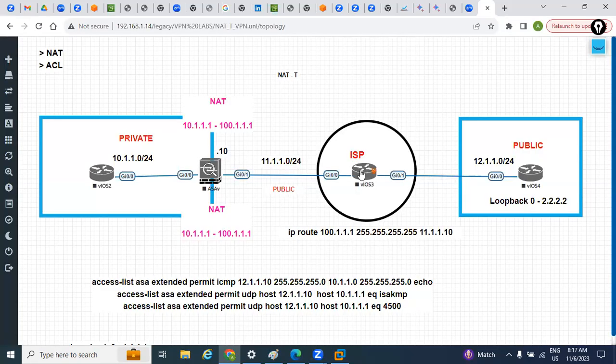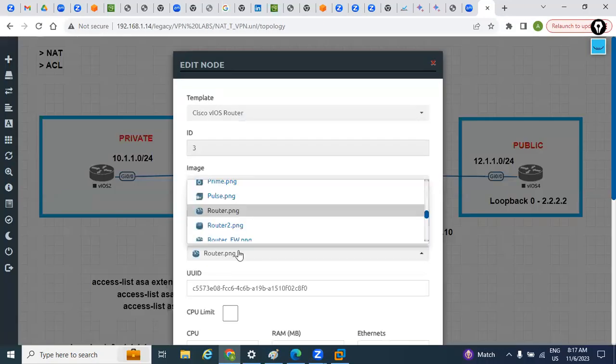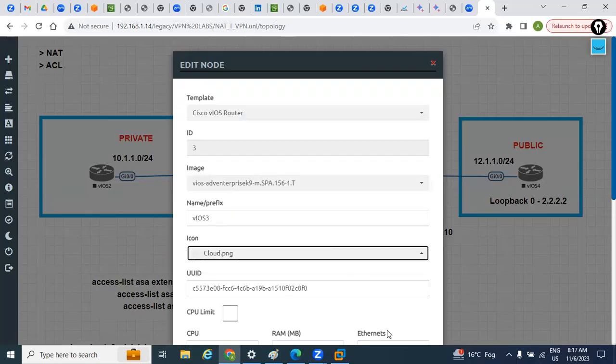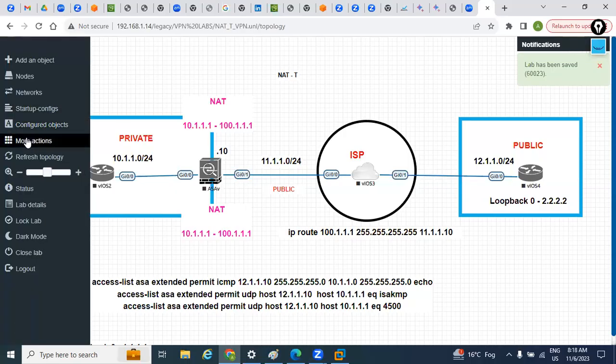Yeah, this is, guys, ISP. This is your ISP. If you want to change its symbol, you can. This is kind of a cloud. I'll configure here. Okay, and just let me start the devices.